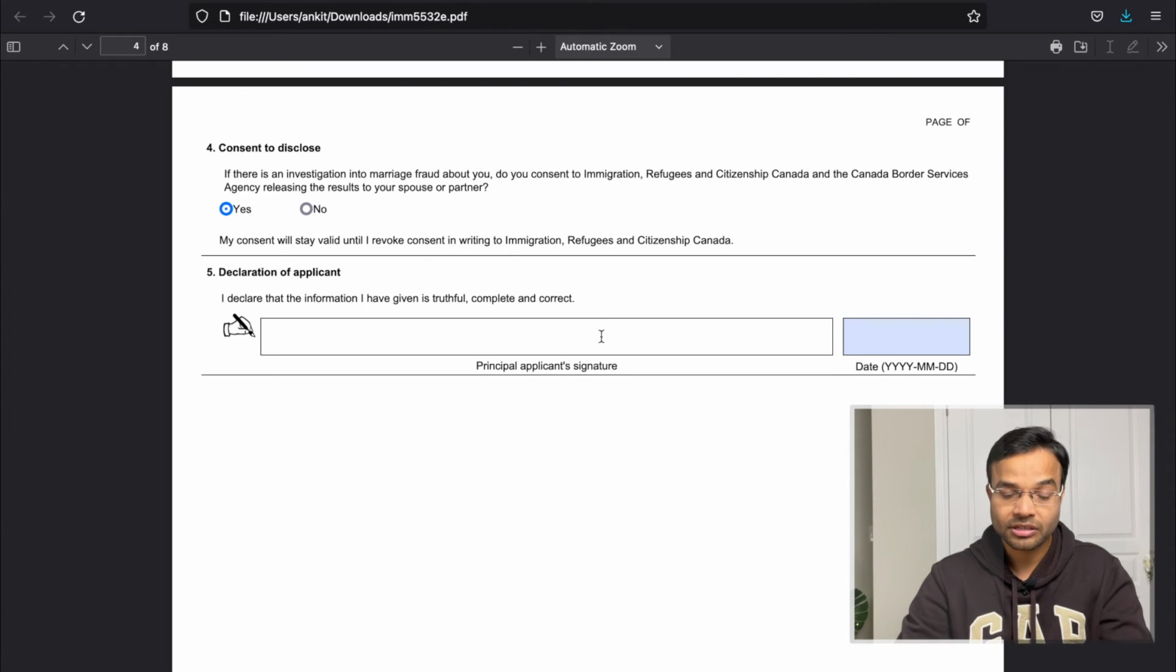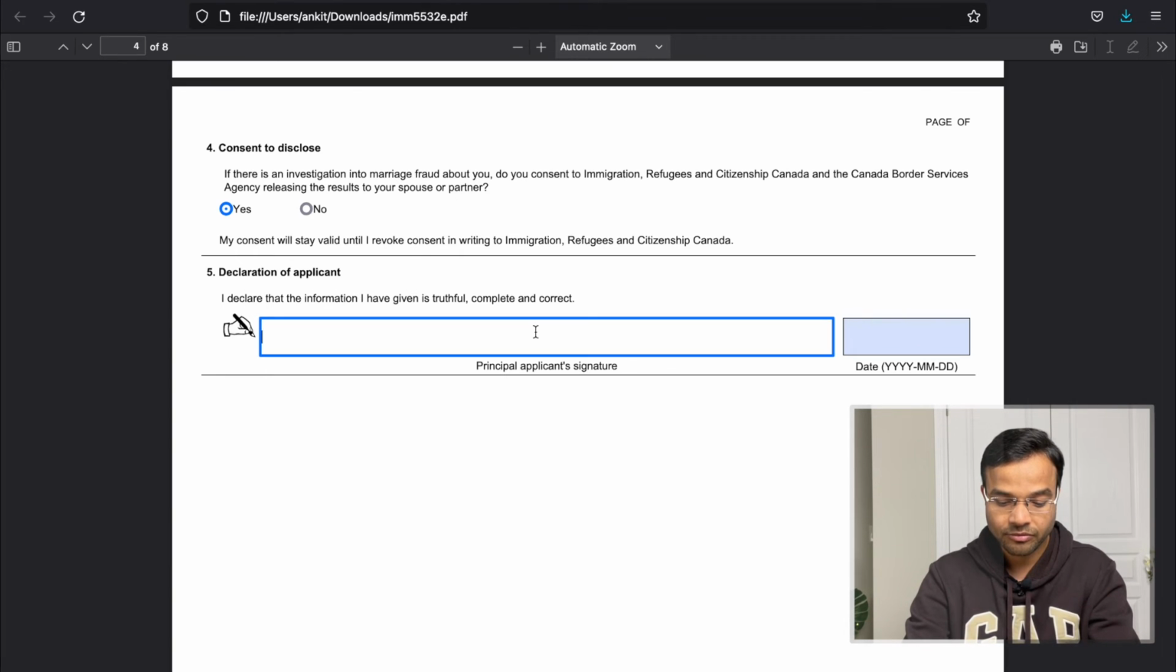The next and the final question in this section is the declaration of the applicant. And here, since we are entering this particular form on a MacBook, I'm entering the information in the Mozilla Firefox browser. I'm just going to write the name of the applicant as Hermione Granger. Enter the date as 2022-04. This brings us to the third and the final part of the form, which is information about your relationship.